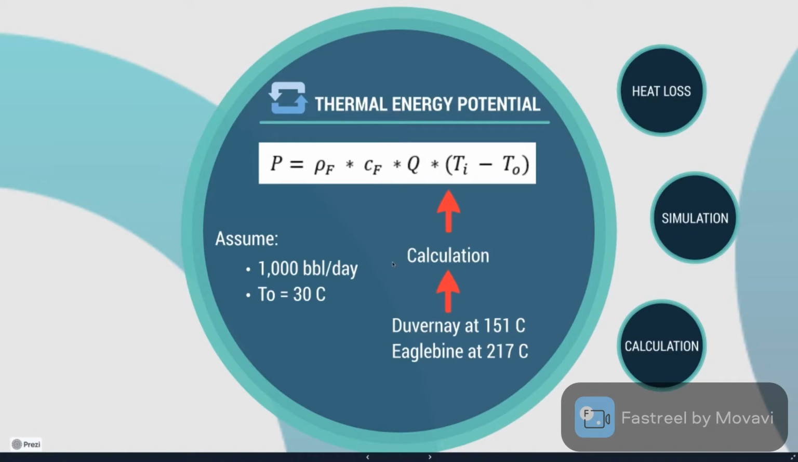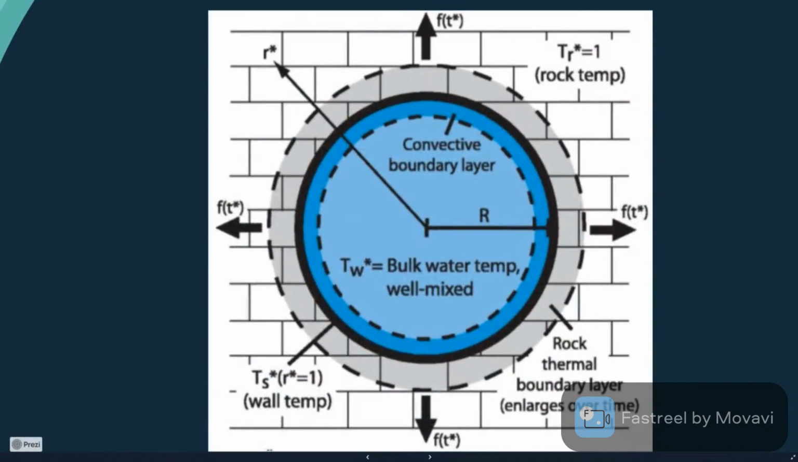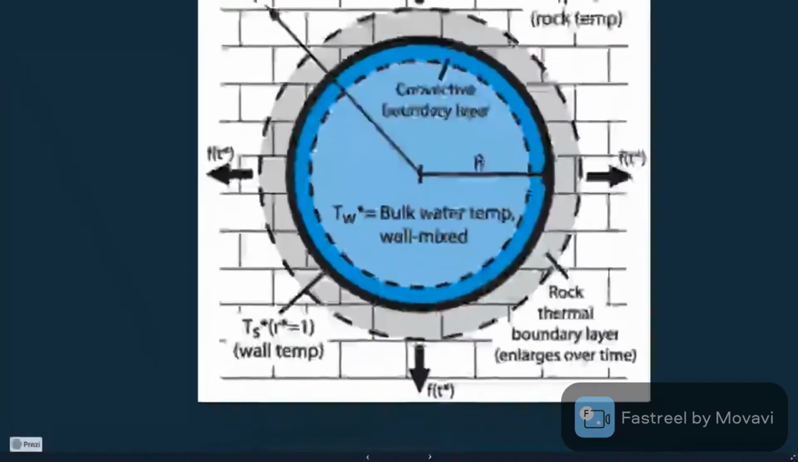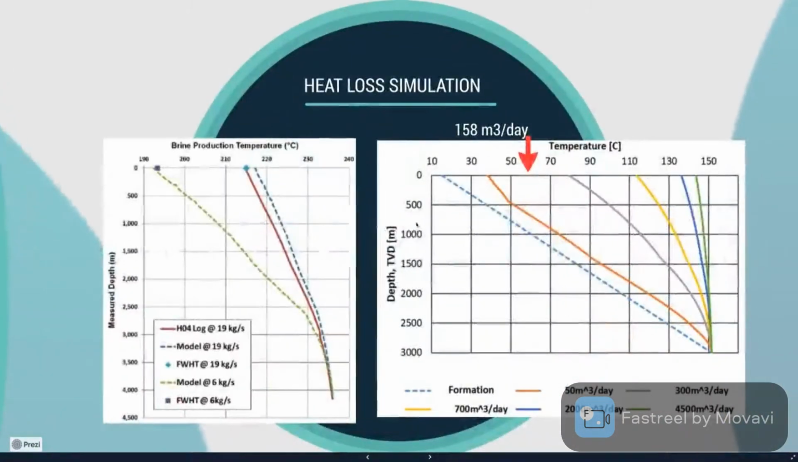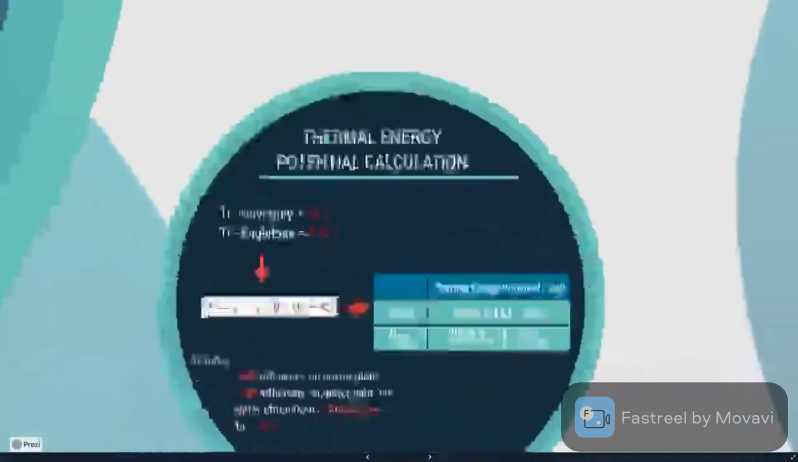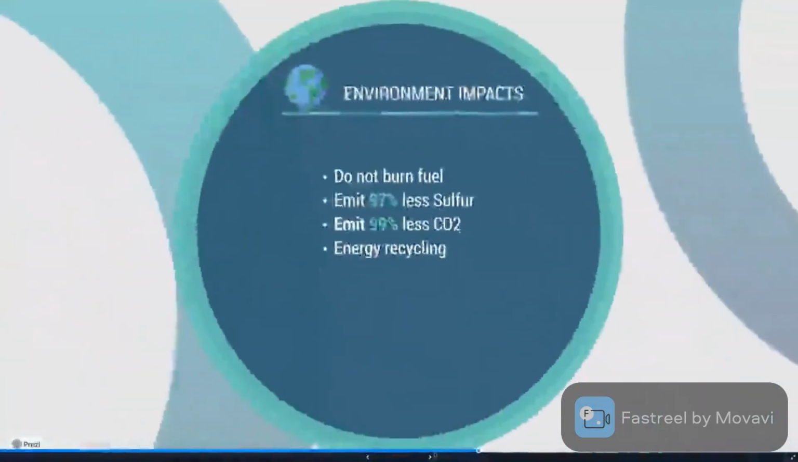With this flow rate, we need to then calculate the temperature of the produced water at the wellhead. As we know, there are heat losses along the way as the water is flowing up. The heat loss can be described using these 2 equations. We can then simulate the water temperature at different depths with different flow rates. Based on our extrapolation, we can then estimate the water temperature for these 2 locations. Assuming this is our use case scenario, with this equation, we can then calculate the thermal energy potentials.